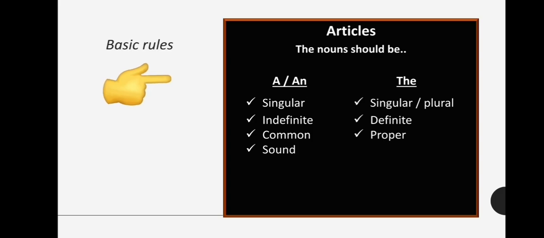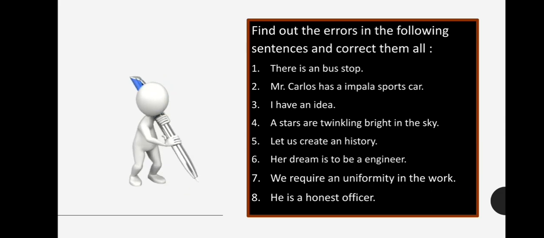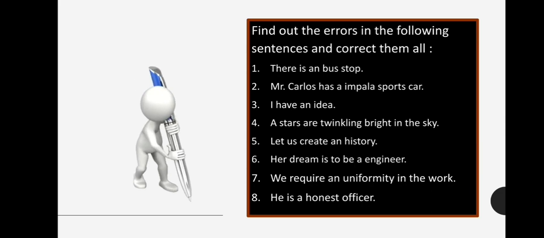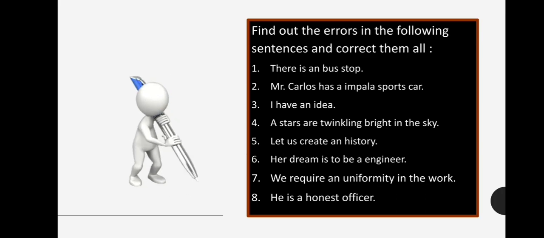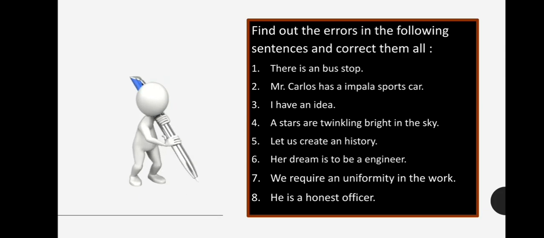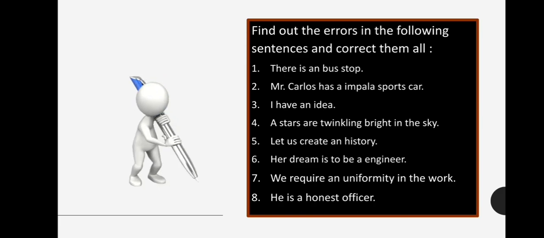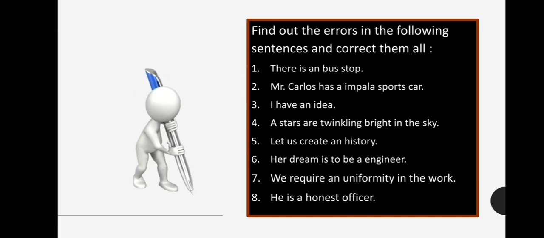So here I have made one small exercise to make you understand if you are on the right track by now or not. The exercise says, find out the errors in the following sentences and correct them all. Now what you have to do is click on the pause button, read each and every sentence thoroughly, and jot down the answers wherever you find that the sentence is wrong, and rectify it. You can do that, okay? Now I'm starting. You can also read along with me.